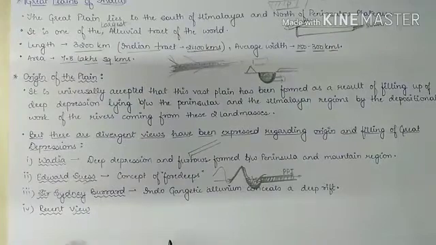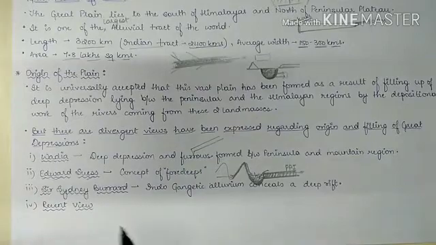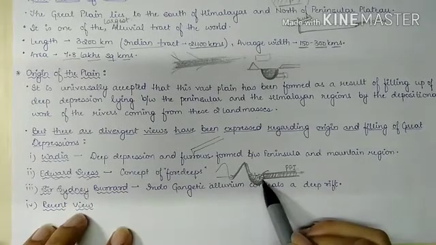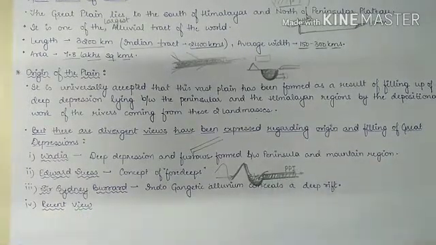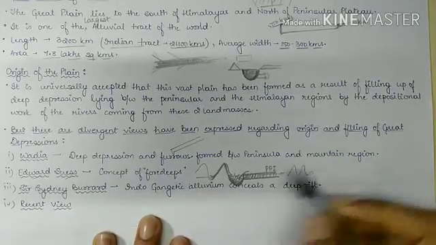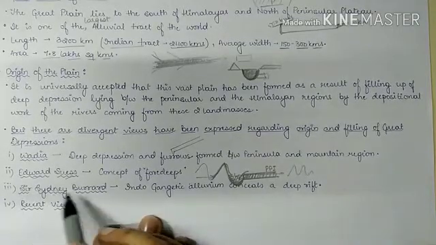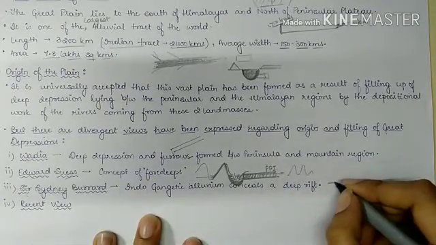Now the next concept was given by Sir Sidney Burrard. He said that the Indo-Gangetic alluvial tract is not a syncline; rather, it is a great deep rift, or we can say a fracture. So Edward Suess gave the concept of folding, while Sidney Burrard gave the concept of faulting.